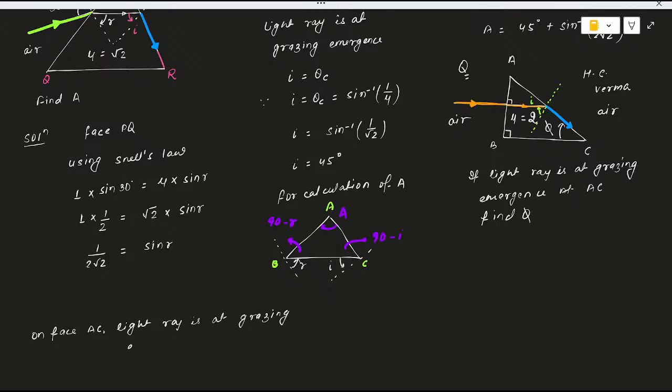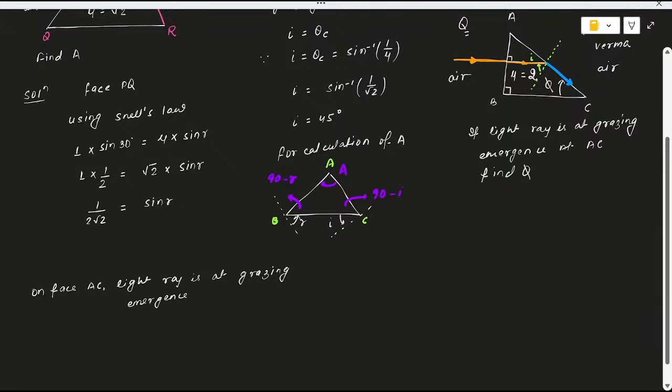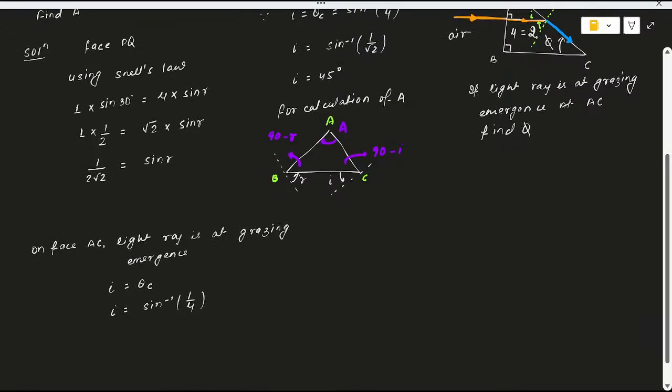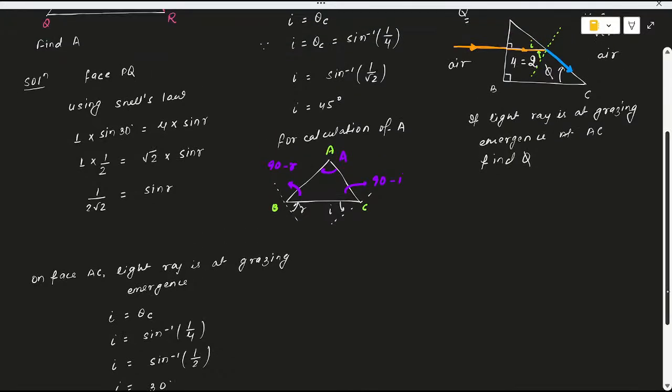Okay, grazing emergence. So since it is at grazing emergence, आपको पता है कि एंगल i की वैल्यू क्रिटिकल एंगल की इक्वल होगी, और क्योंकि ये मीडियम से एयर में जा रहा है इसलिए एंगल i will be sine inverse 1/μ. Say yes or no. So i is equal to sine inverse 1 by mu, which is 2. So i is equal to sine inverse half. So what is the value when sine theta is equal to half? That's 30 degrees, right? Now i की value 30 हो गई.